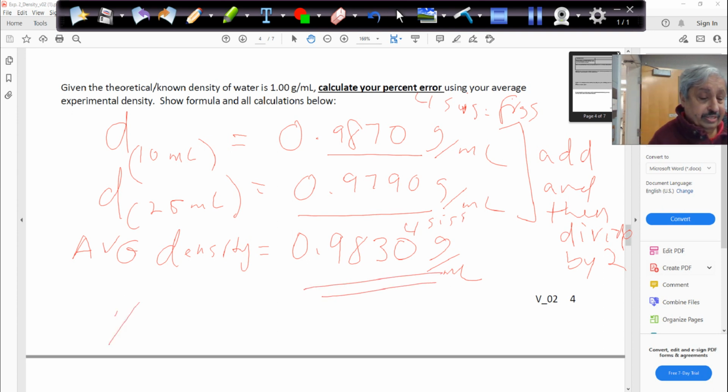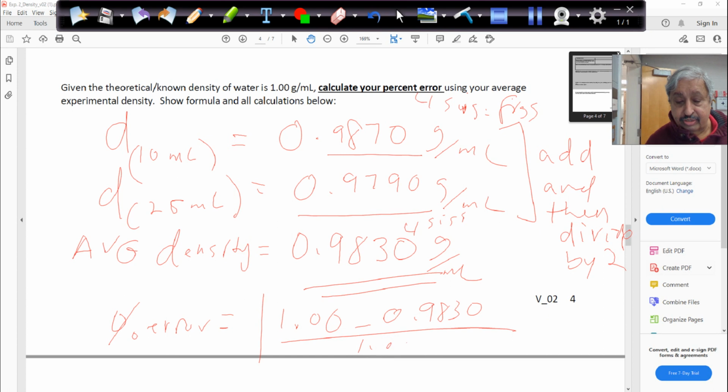So the percentage error, guys, now you calculate that for me. Don't forget to multiply by 100. So this is 1.00 minus 0.9830 divided by 1.00 and the whole thing multiplied by 100. How much is this?